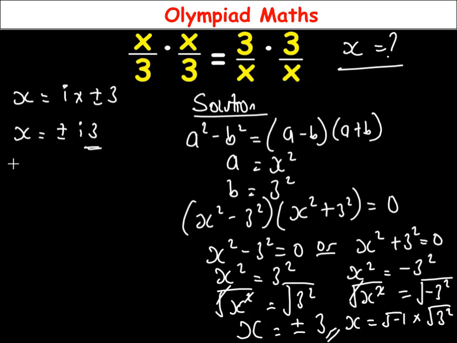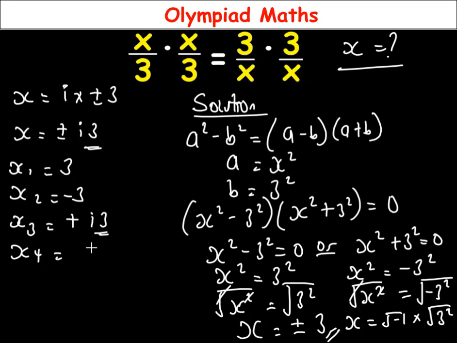So now the values of x: x1 is equal to plus 3. The value of x2 is equal to minus 3. The value of x3 is equal to plus 3i. And the value of x4 is equal to minus 3i, minus i times 3.